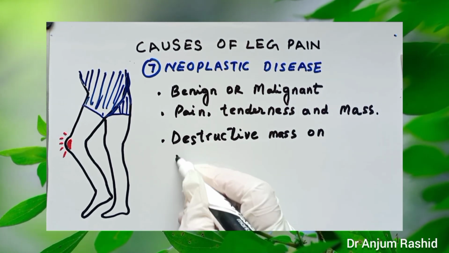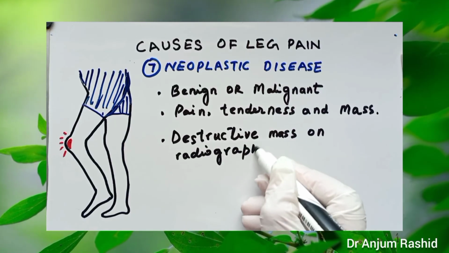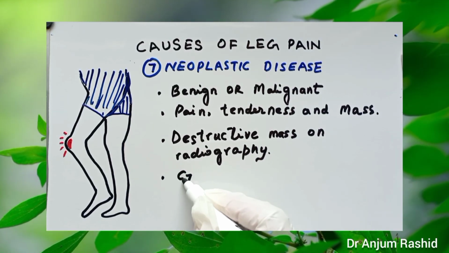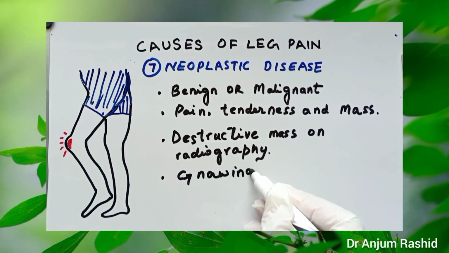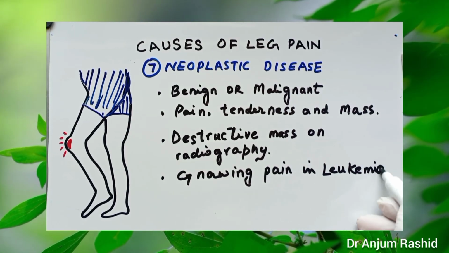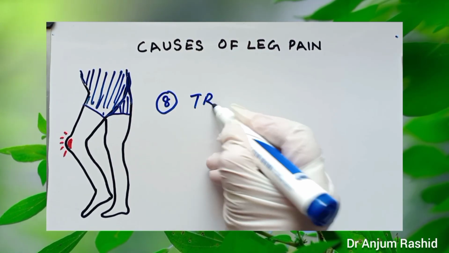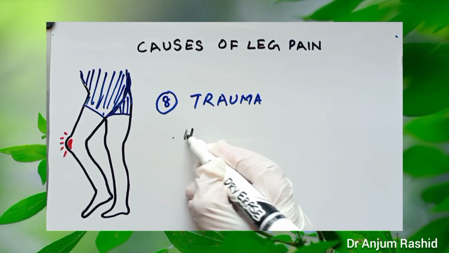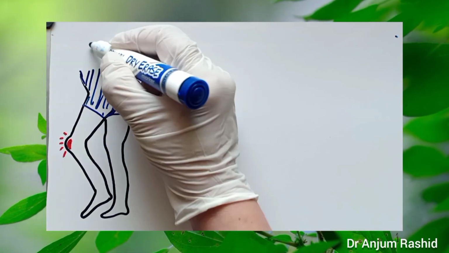Always suspect malignancy if pain is persistent, worsening, occurs at night, or is associated with systemic signs. Early diagnosis is crucial for timely oncology referral and treatment. Now, trauma causes include fractures, sprains, and soft tissue injuries.